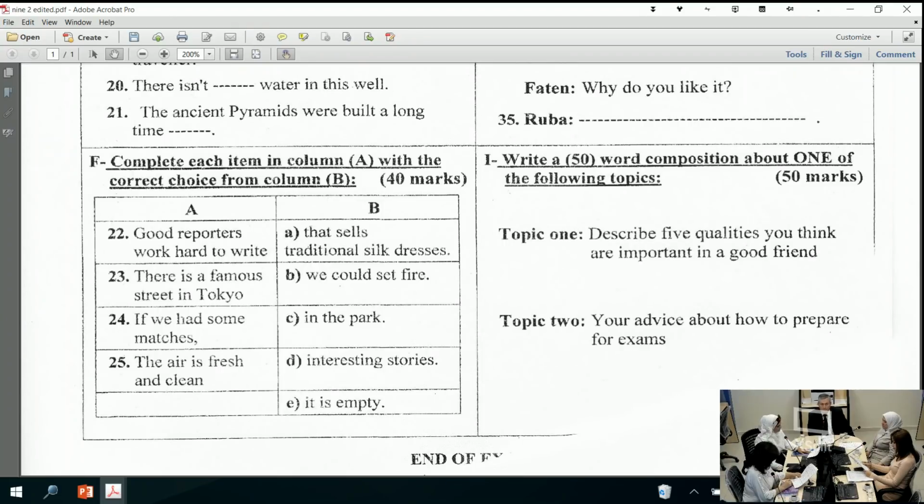If we had some matches, really, before I answer, it's first conditional. Second, sorry, second conditional. So the answer should contain would or could. So the answer is B, without reading the complete sentence. If we had some matches, we could set a fire. And from the meaning of matches, it's very clear that it's fire.